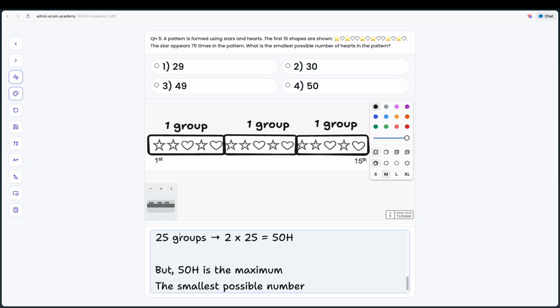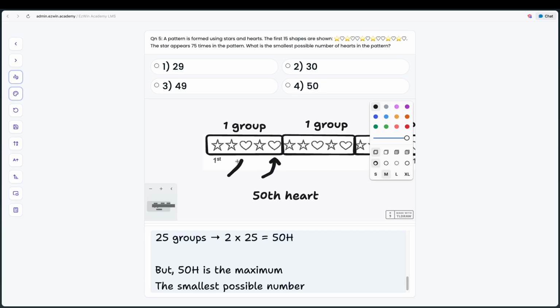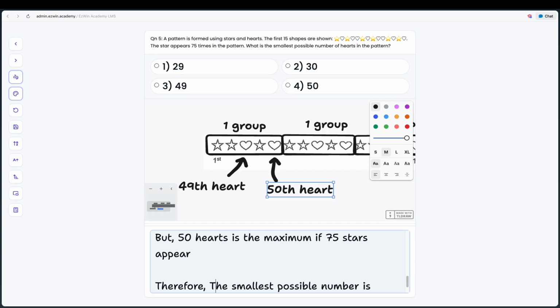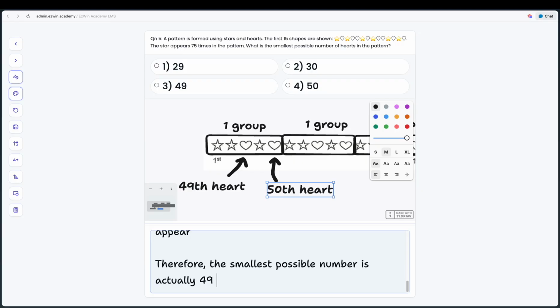So the smallest possible number, in an example, this will be the 50th heart. Wait on, let me just put it here. It should be the 49th heart. So it's not 50, it's 49 hearts. That's what you see over here. So 50 hearts is the maximum if 75 stars appear. Therefore, the smallest number is actually 49 hearts.